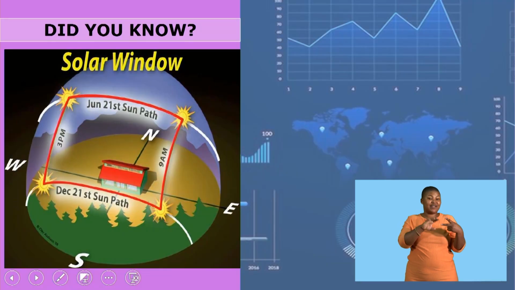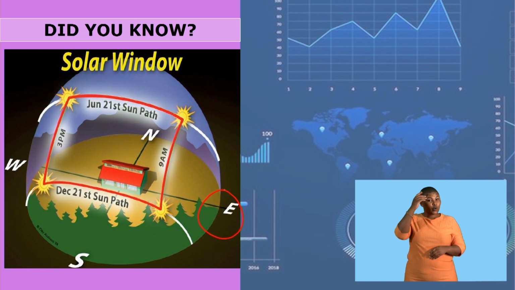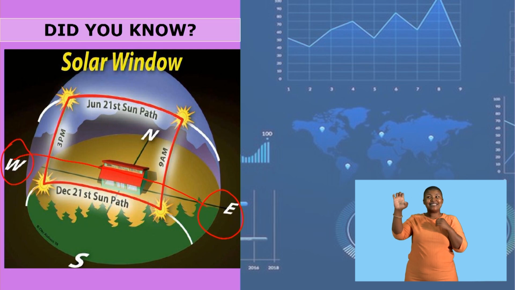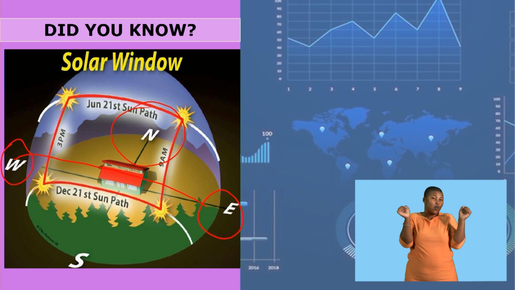Now, did you know the sun rises in the east and sets all the way in the west? But during the winter months, the sun spends most of its time on the northern side. So therefore, if you plan your house, plan it so that your bedrooms and living room are facing north. Then you will have natural warmth or heat in the winter.